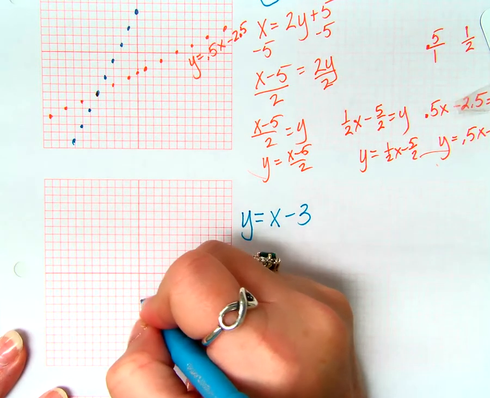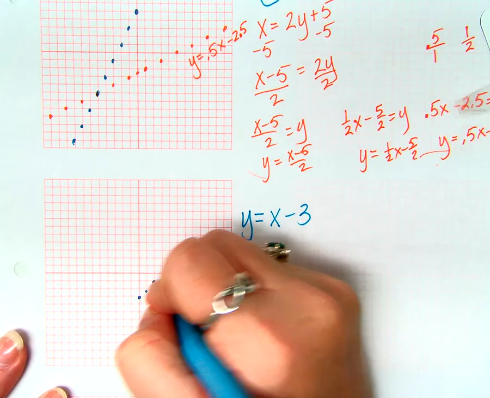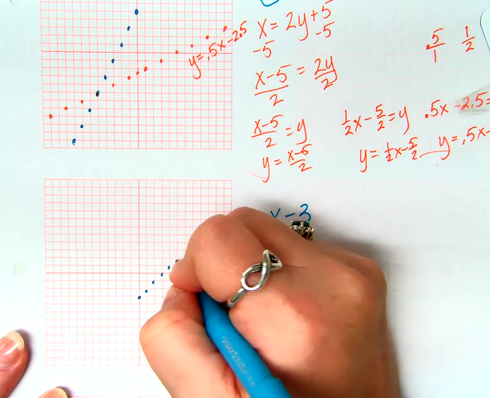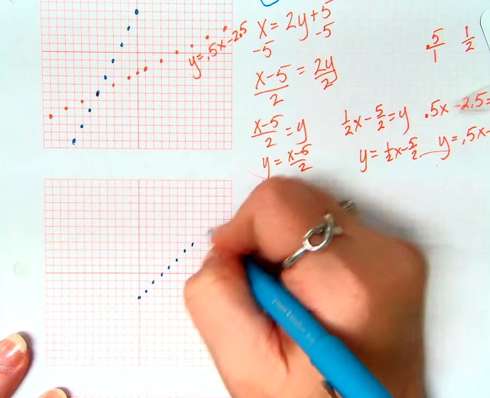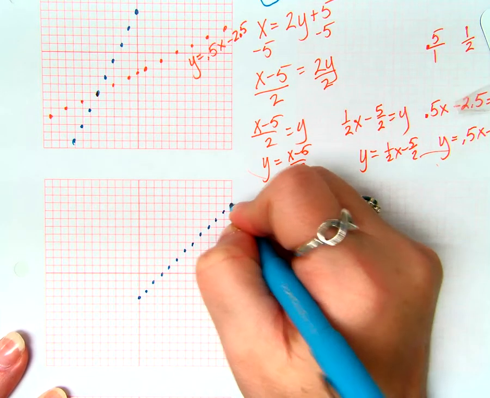Down 3. And then up 1, right 1. And again, I know you think I'm being ridiculous by putting every single dot on the paper. I don't care. Do it anyways.